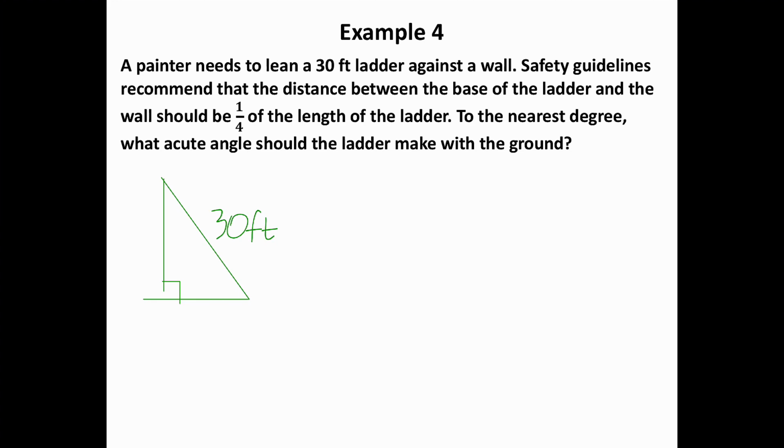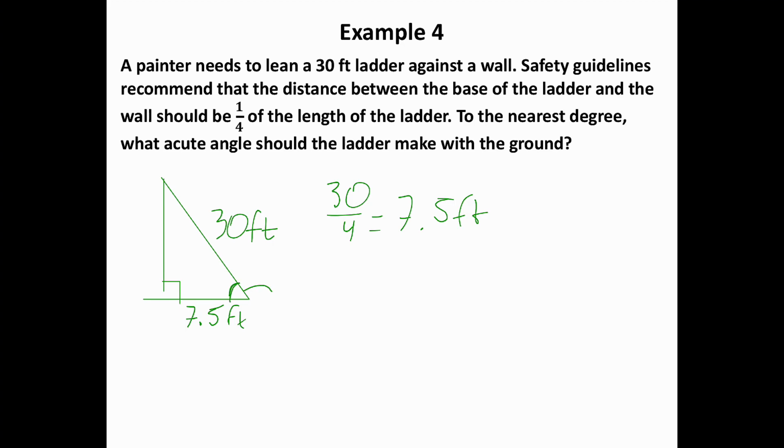Now, in order for us to figure out 1/4 the length of the ladder, we're going to do 30 divided by 4. That's going to give us 7.5 feet. So this part from the ground should be 7.5 feet. And we're trying to figure out what's the angle that's going to be made between the ladder and the ground. The acute angle, which means this one.